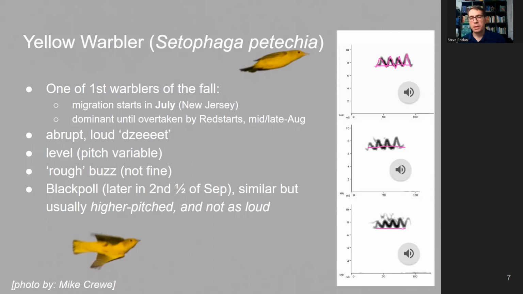But I'm starting with the yellow warbler because, at least in the experience of Cape May, this is the dominant zeep you'll hear early in the season. Compared to yellow, blackpoll is higher pitched and not as loud. And I'm going to go into more detail with the blackpoll in the next part.